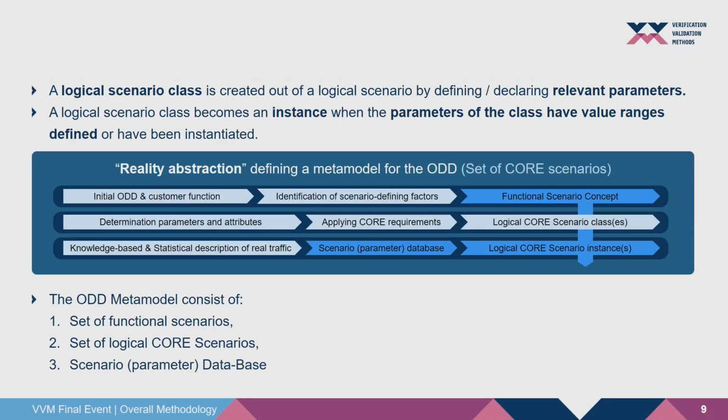How can we get such a model? So we get the initial solution by the 3 steps displayed here. We start with the initial ODD, mirror it with our customer function, identify the scenario relevant factors, and get functional descriptions of our scenarios. In these functional descriptions, we declare parameters and attributes and apply these disjunct core IDs to get logical core scenarios.